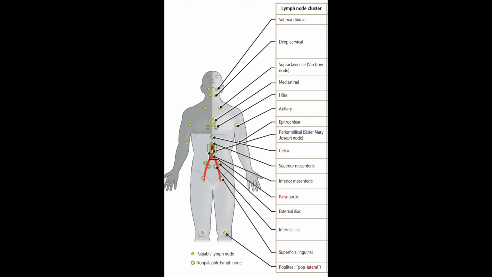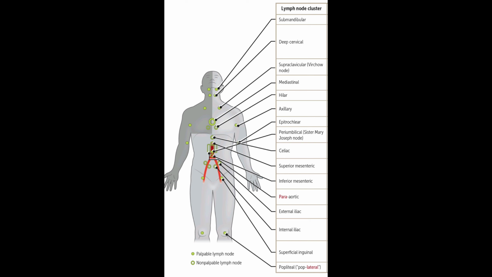that the dotted areas of the lymph nodes which you see in this picture are the palpable lymph nodes, while the encircled lymph nodes are the non-palpable lymph nodes in our body. So these are the lymph node clusters.